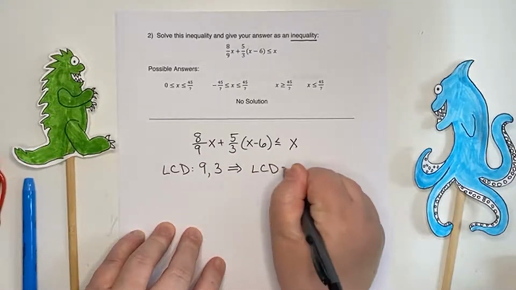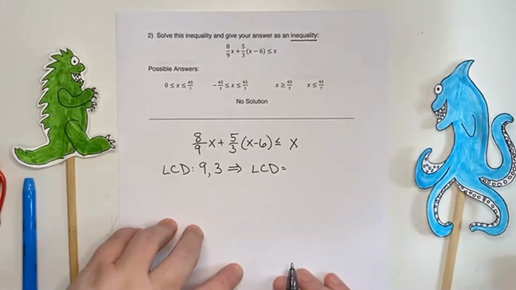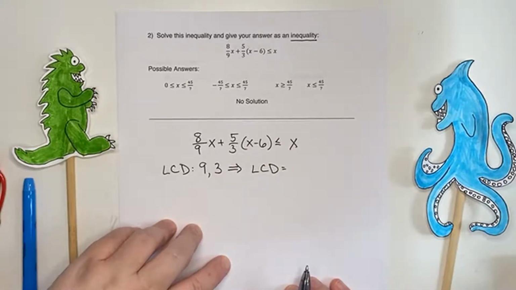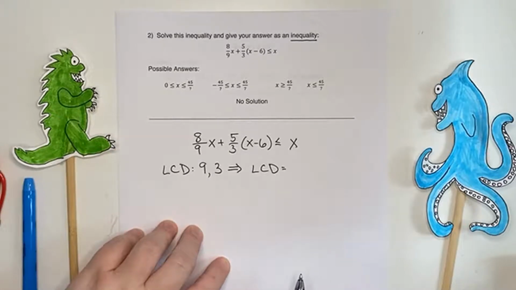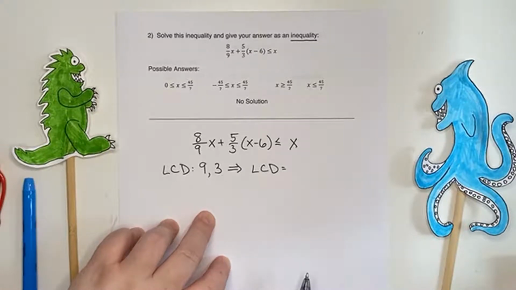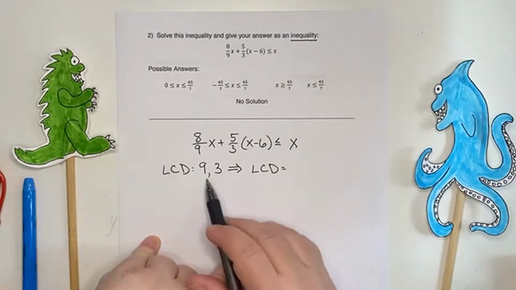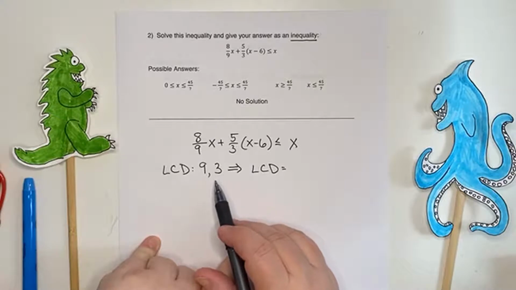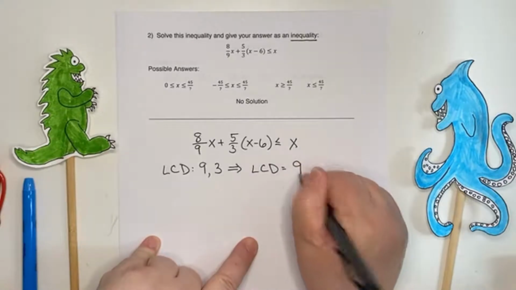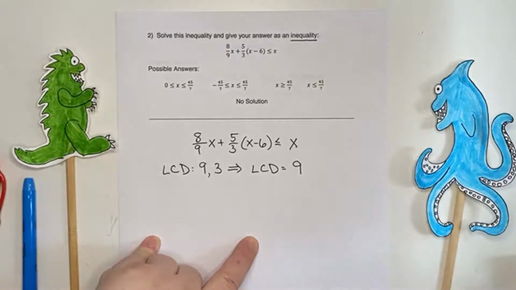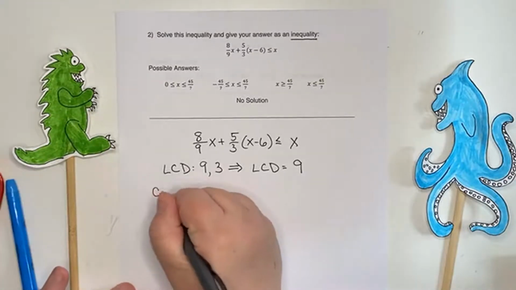And here's the thing. A lot of people would say, oh, the LCD is 27, and that's fine. If you use 27, you're going to have a bit of a mess to clean up, but it will work out just fine. You could even use 9,000 if you wanted to. It would be a big mess, but you could clean it up. But if you notice that 3 and 9 overlap, the LCD 9 would actually work for both 3 and 9 because they have so much in common. So let's clear fractions.